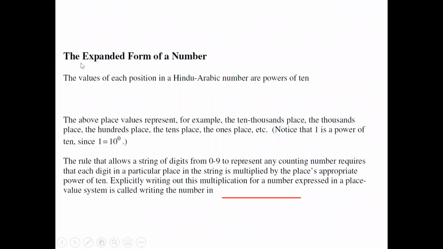All right, so let's take a look at expanded form. The value of each position in a Hindu-Arabic number is in powers of 10. These are the powers of 10. As you know, we have been working on converting from base 10 to other bases the last 2 days. If you don't know what I'm talking about, make sure you watch the video for Week 18, Monday and Tuesday. The rule that allows a string of digits from 0 to 9 to represent any counting number requires that each digit in a particular place of the string is multiplied by the place's appropriate power of 10. Explicitly writing out this multiplication for a number expressed in a place value system is called writing numbers in expanded form.